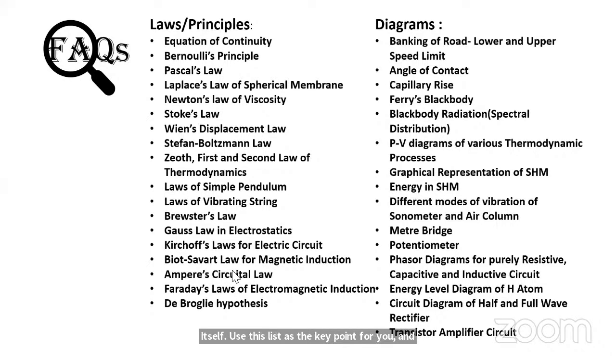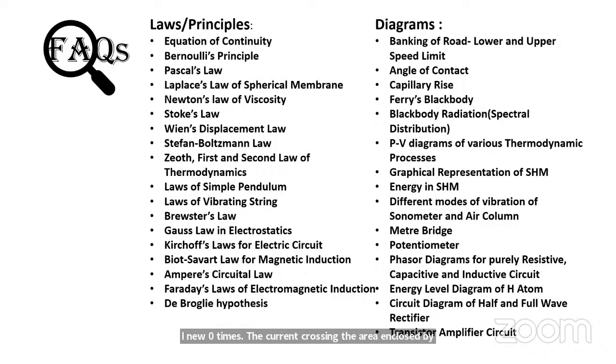Can anybody quickly tell me what is Ampere's circuital law? The mathematical statement. Can anybody tell me? Students? Integral B dot dl for a closed loop is equal to mu 0 I. Mu 0 times the current crossing the area enclosed by that loop.